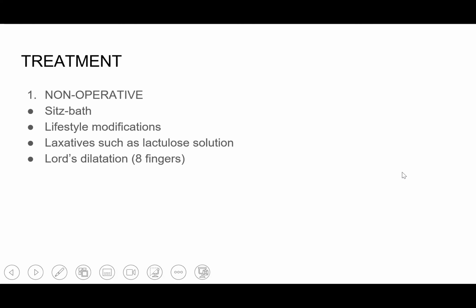shorter transit time. Patients are given stool softeners or laxatives, such as lactulose, and then anal dilation is also done for patients. Although this is controversial, recent studies have shown that it can complicate into incontinence.